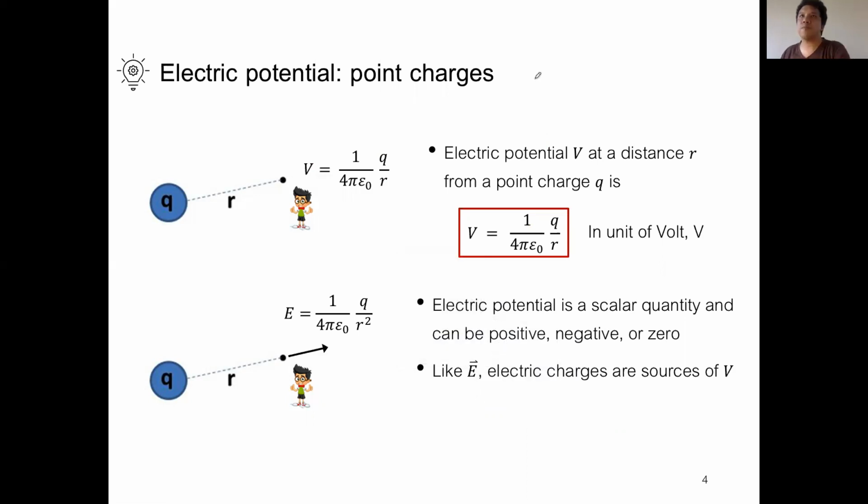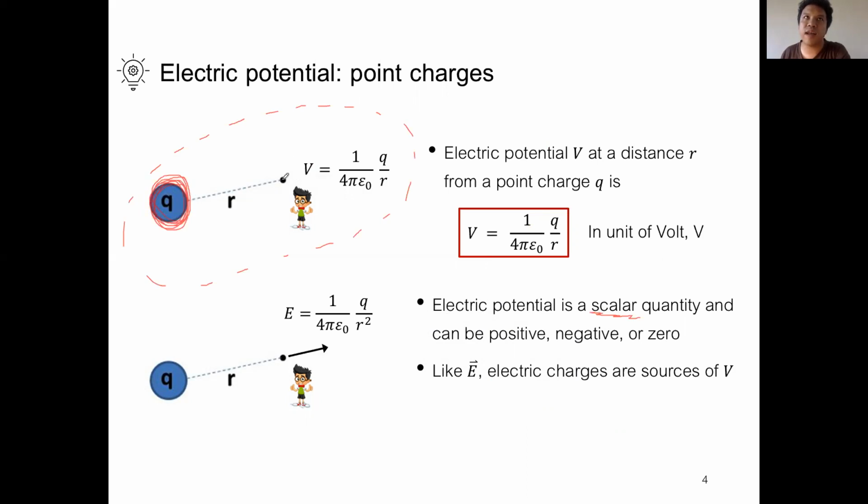Okay, so we start with noting that electric potential is a scalar quantity. This part of the picture demonstrates how the charge Q will create electric potential at any point R.